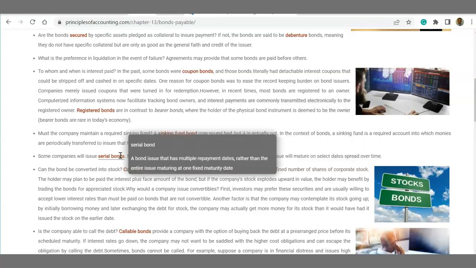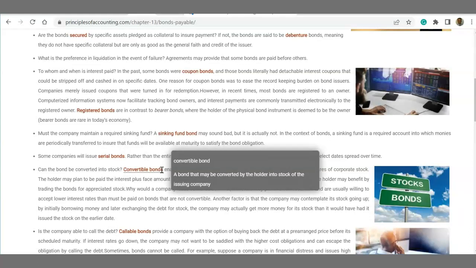Serial bonds are bonds that are issued with multiple repayment dates instead of just one specific maturity date. So that's another way to mature a bond and pay the original face value back to investors. It might be in a series of dates. It's not just exactly at 10 years or 20 years.